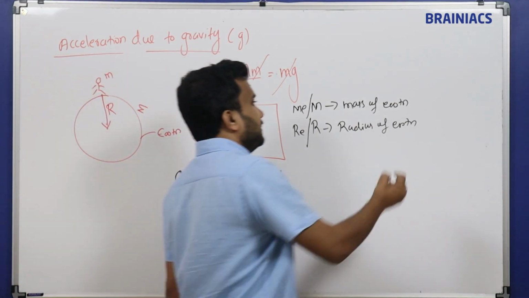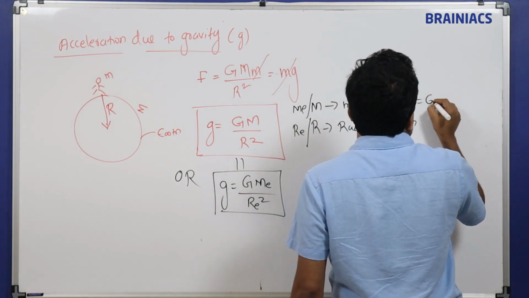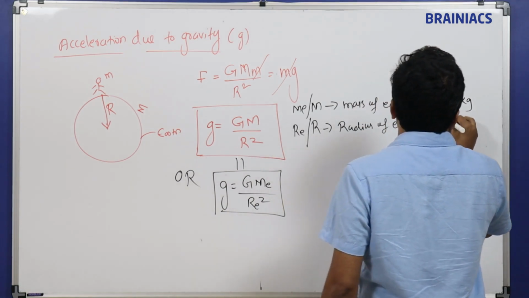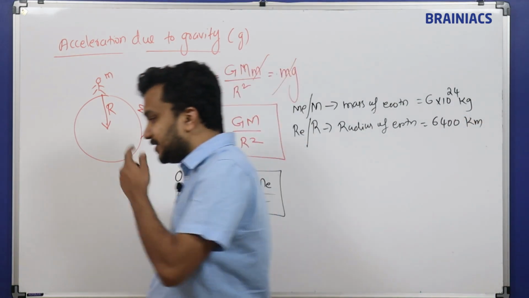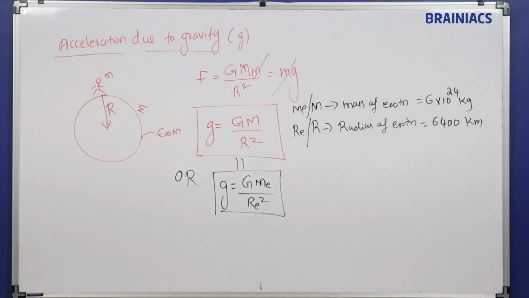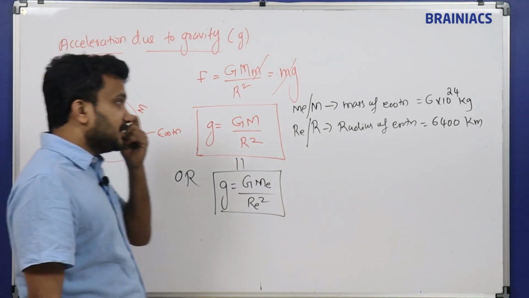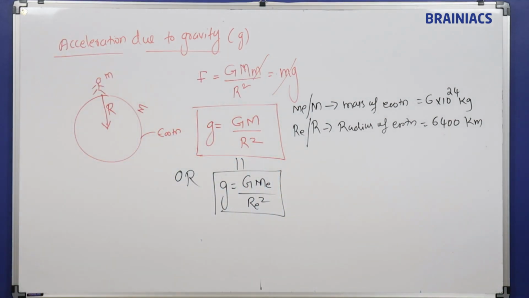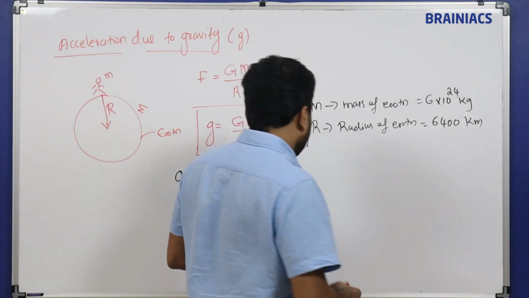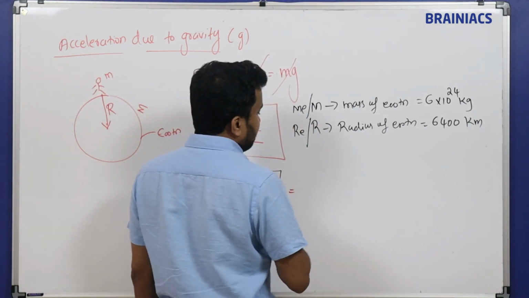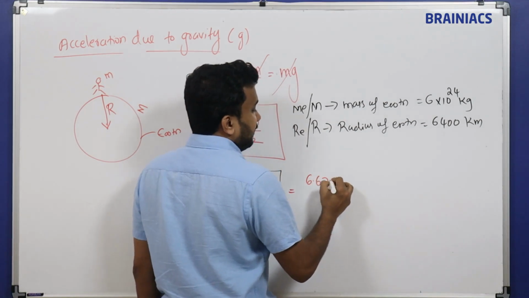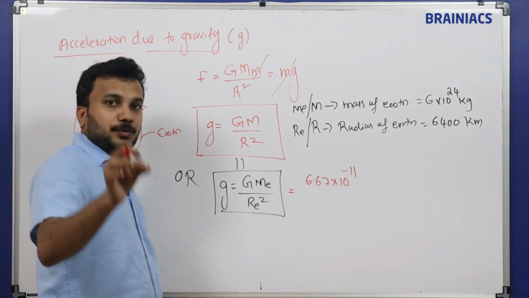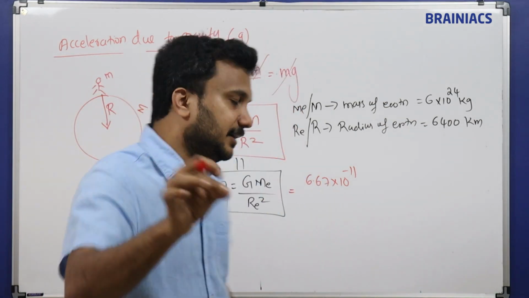The mass of the earth is a standard value, 6 into 10 power 24 kilograms. The radius is 6,400 kilometers. These are some standard values. If the question does not specify them, it is good to remember these values, 6 into 10 power 24 and 6,400 kilometers. If you substitute the values, what is the value of G? 6.67 into 10 power minus 11 is the value of G. G is called the universal gravitational constant.